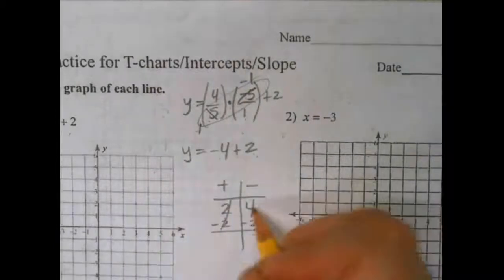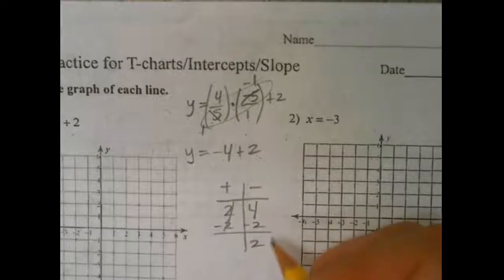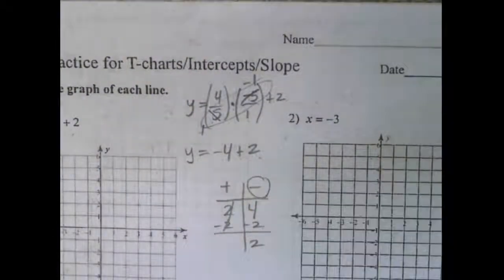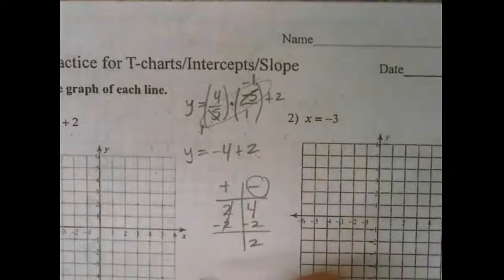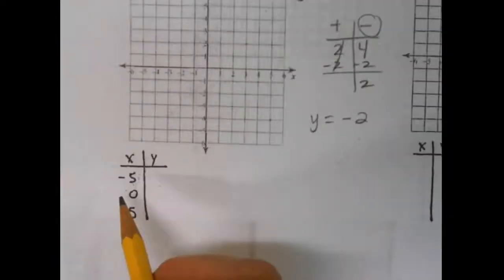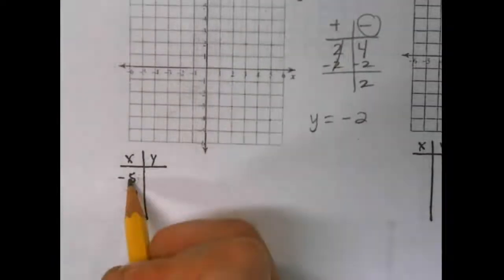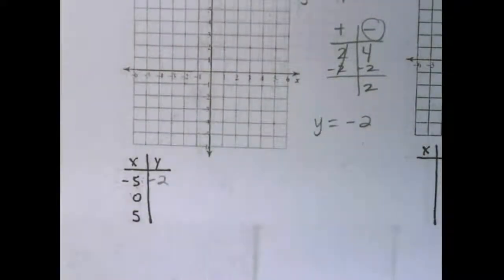This becomes 0. What is 4 minus 2 now? 2. What side is it on? What side is negative, right? So this becomes y is equal to -2. So over here on my T-chart, when x is -5, y is going to be -2. Okay?